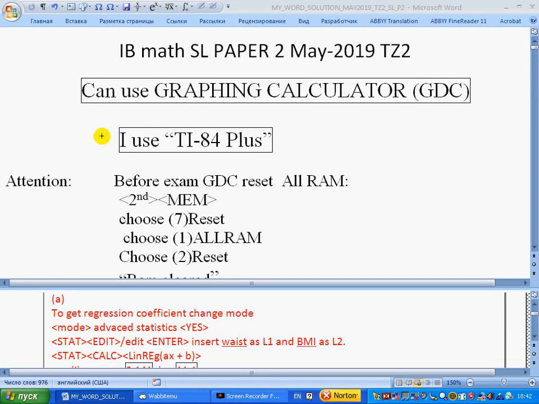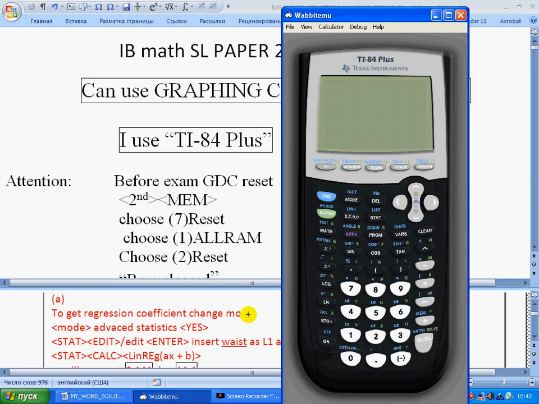I use TI-84+. Attention, before the exam clear all RAM. How to do it? Press second, mem, choose reset 7, choose all RAM 1, and then confirm, choose second.